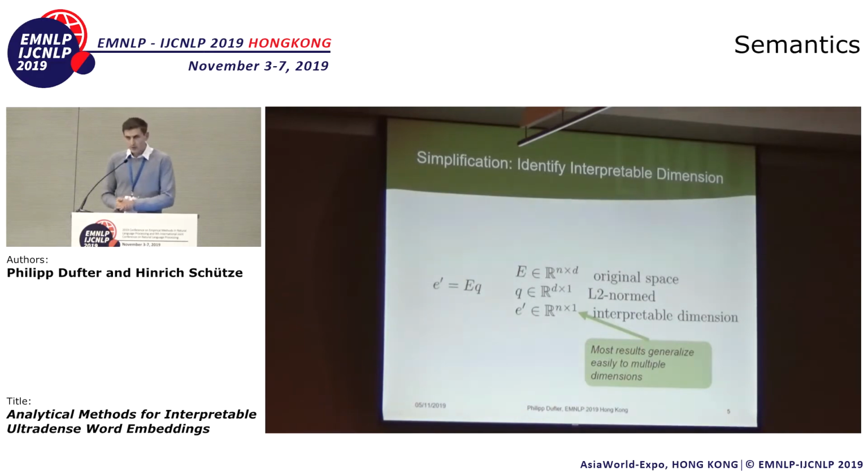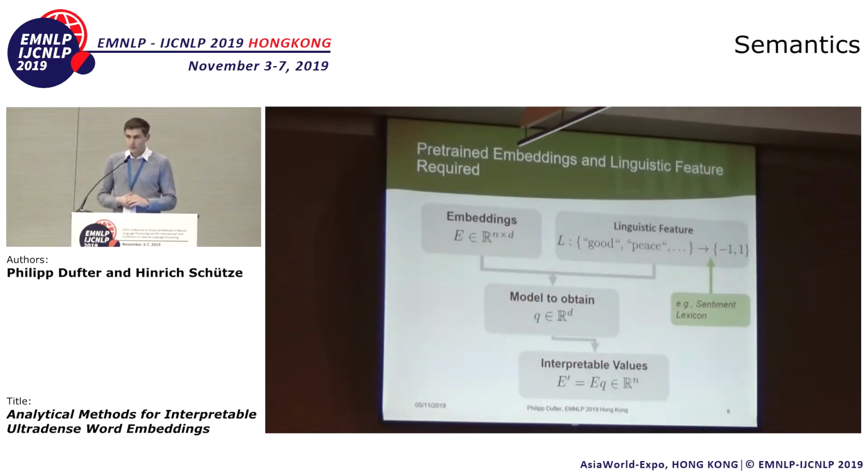As a quick simplification, just to make the formulas a bit easier, instead of rotating the whole space, we now focus on simply identifying a single direction in the embedding space which is interpretable, meaning we search for a vector Q, which is essentially a one-dimensional subspace. But most results generalize to multiple dimensions. To give a quick overview of our system, we use a pre-trained embedding space E. We use a linguistic features input, for example, a sentiment lexicon, which assigns positive or negative sentiment scores to words. Then we have some model which gives us back our interpretable dimension Q. And by projecting the embeddings onto this dimension, we can get interpretable values, for example, sentiment scores for the whole lexicon.